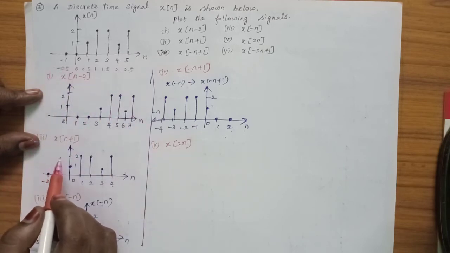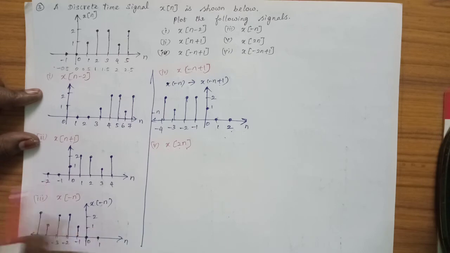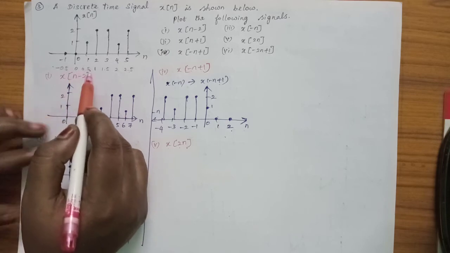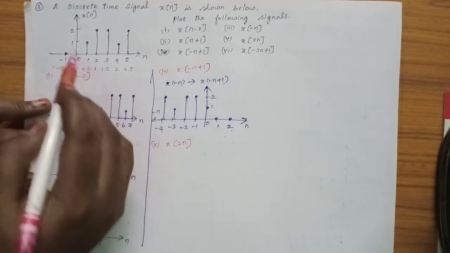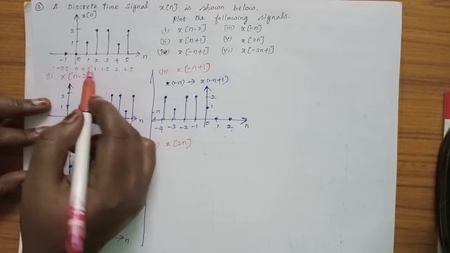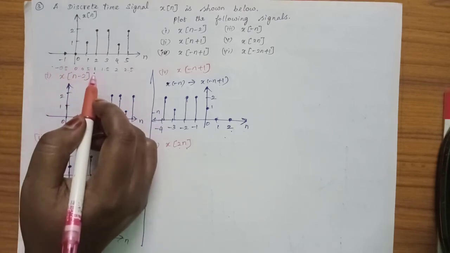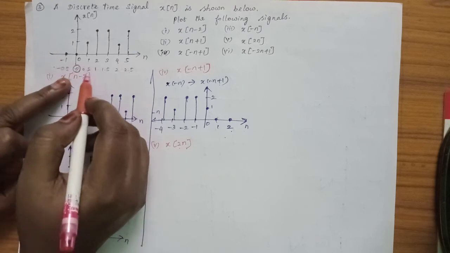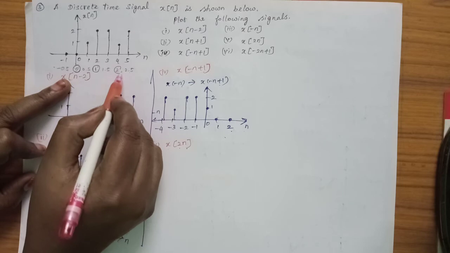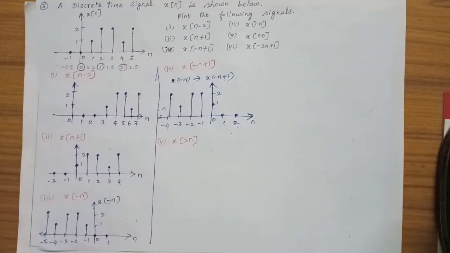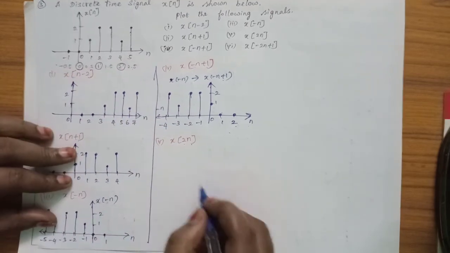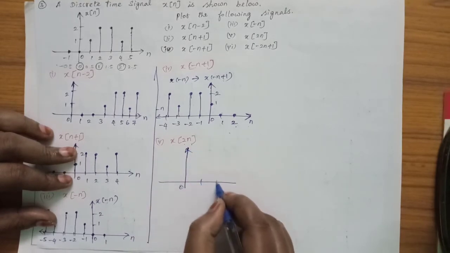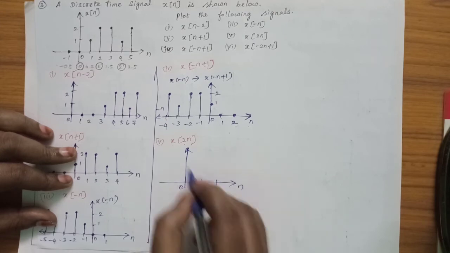If I divide the time limits by 2, I will get the new values like this. We should remember that the n value should be in discrete intervals, that is whole integers, 0, plus or minus 1, plus or minus 2 like this. So we need to omit the decimal values. If I omit the decimal values, I will get samples only at n equal to 0, n equal to 1 and n equal to 2. Then the resultant signal will be this x of 2n.